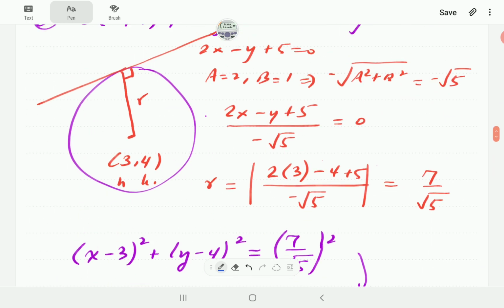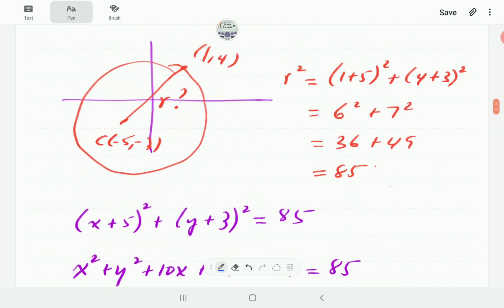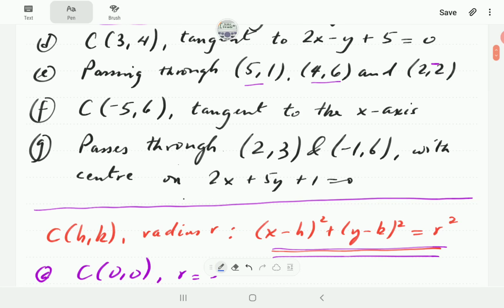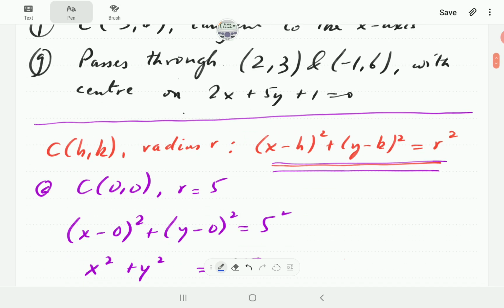So that is example number E. There's F and G there. I'm going to put example number H, which is somehow I missed.